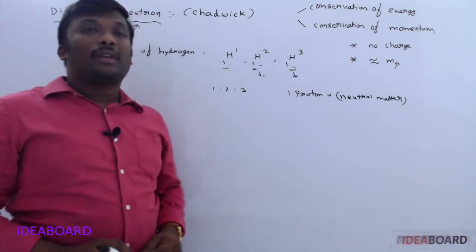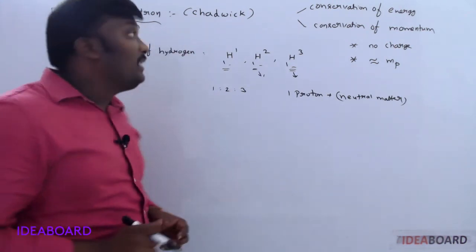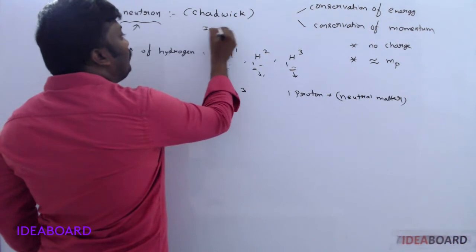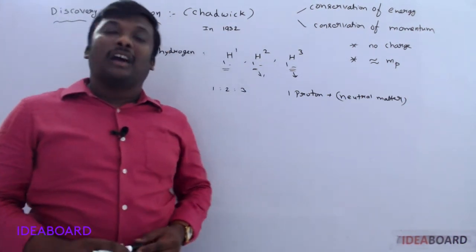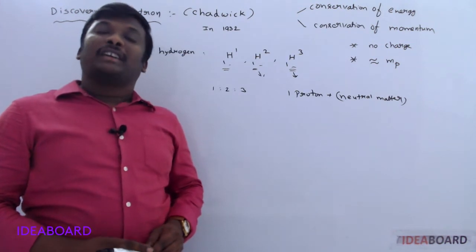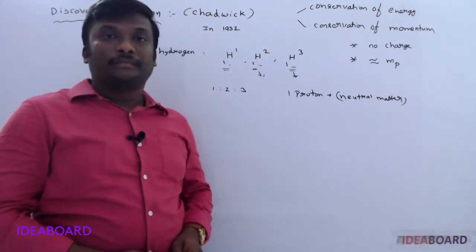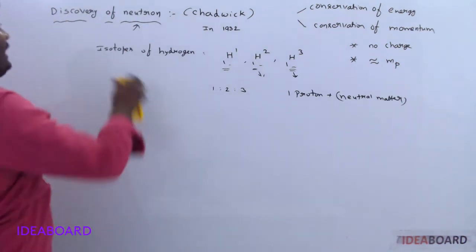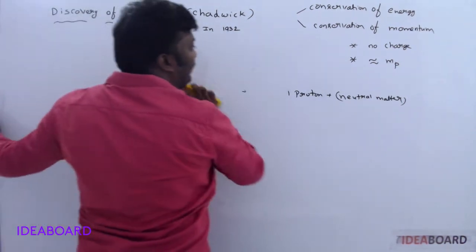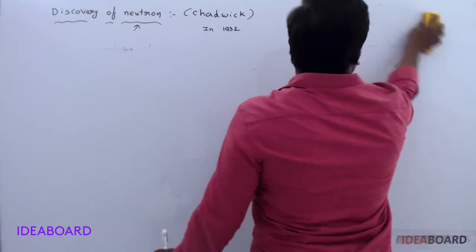So who invented the neutron? Chadwick, in 1932. He invented this and he got the Nobel Prize for the discovery of the neutron. Okay. Now, the experimental arrangement of Chadwick is discussed.